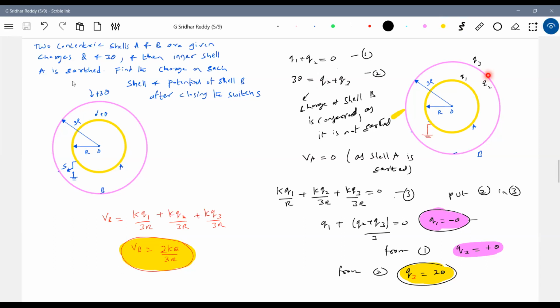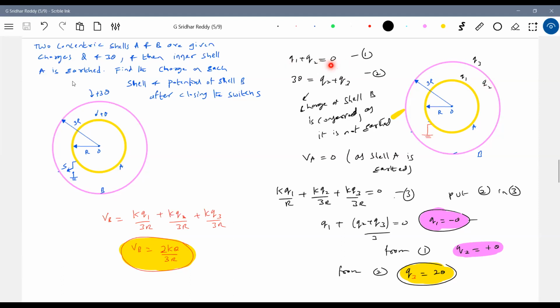Net field inside the conductor, whether this is earthed or not, irrespective of that, Q1 plus Q2 must be 0, no? Because the net field inside the metal of shell B should be 0. It's a conductor. So if I draw a Gaussian surface in the metal of shell B, the net field should be 0 inside the conductor. So therefore Q1 plus Q2 must be 0.